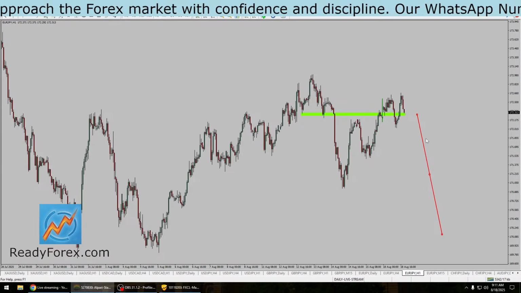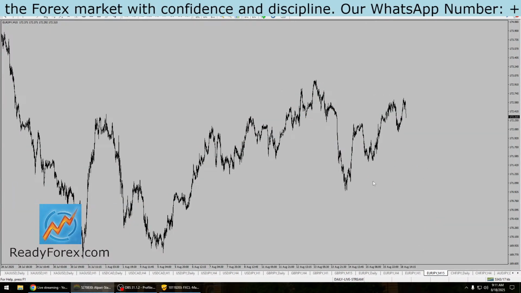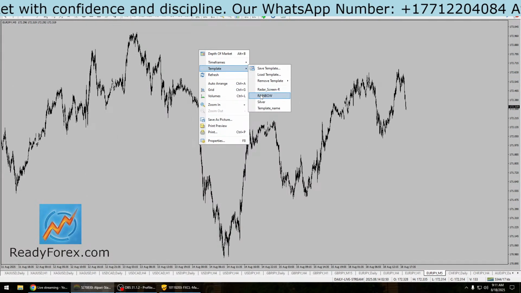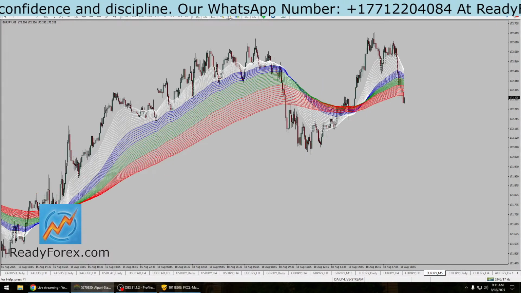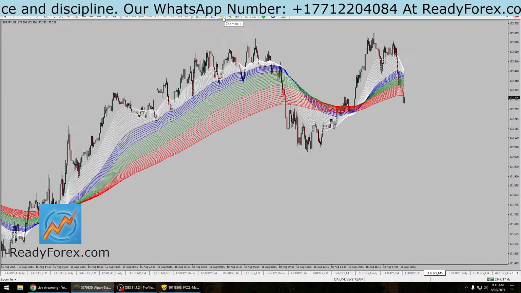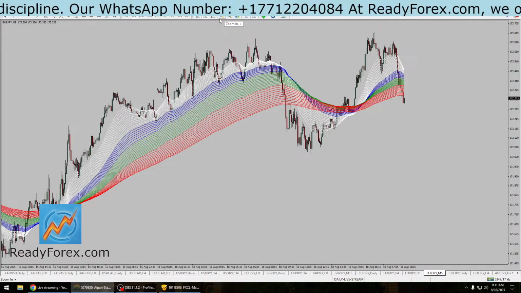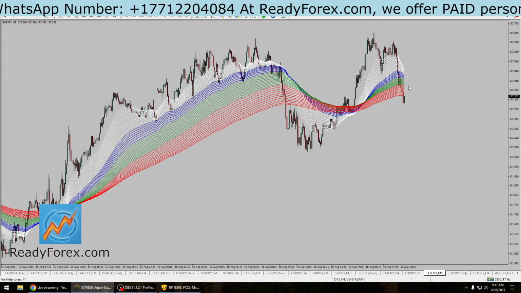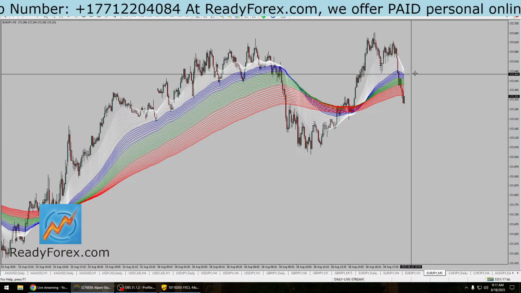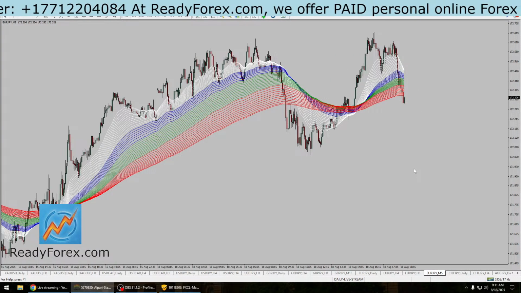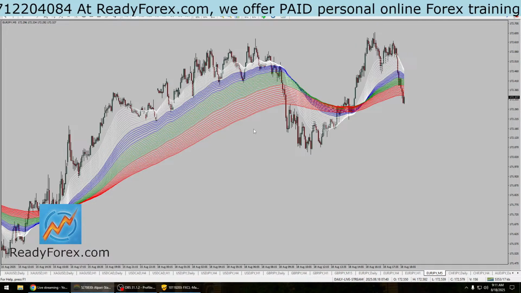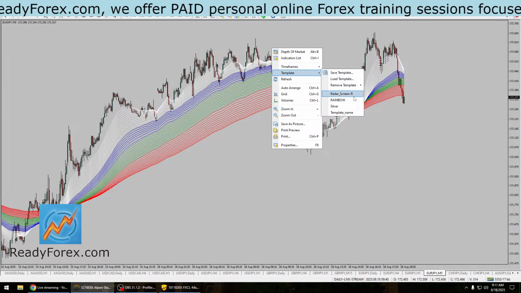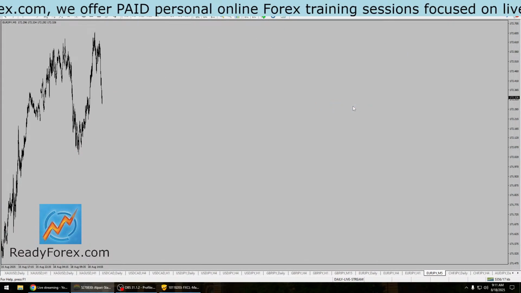So the way I see market is probably going to drop. I would prefer to wait for the rainbow to turn bearish. Right now it's bullish in 5 minutes time frame. Okay. So once the rainbow turn bearish, I'm going to start looking for potential sell trades for trading strategy. Silver.